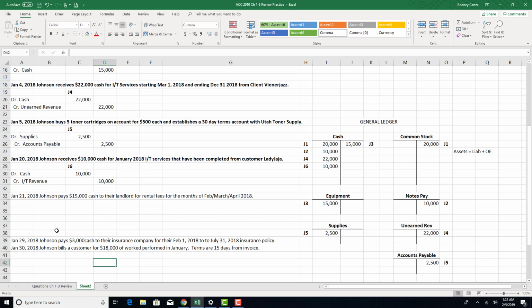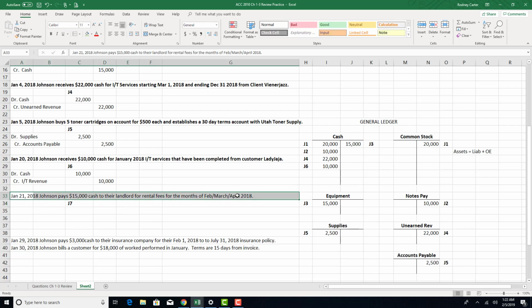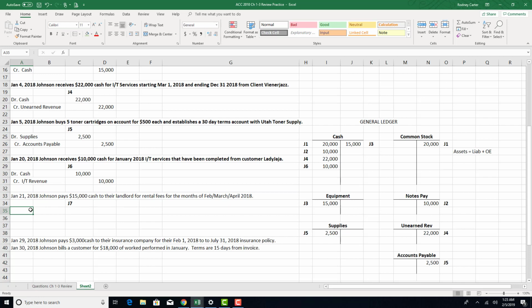Okay. Journal entry 6. January 24th, Johnson pays $15,000 cash to their landlord for rental fees for the months of February, March, and April. This right here, this is J7. We're prepaying rent. So this is not an expense for January. We must have paid that prior, like in December.